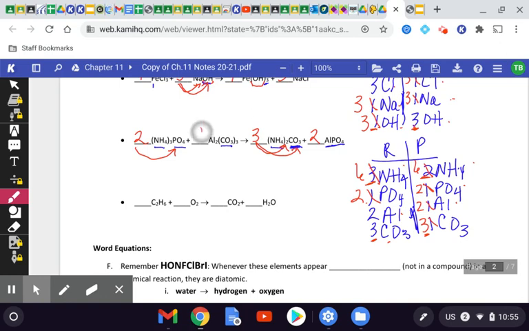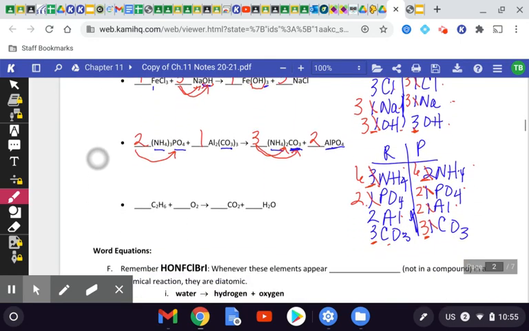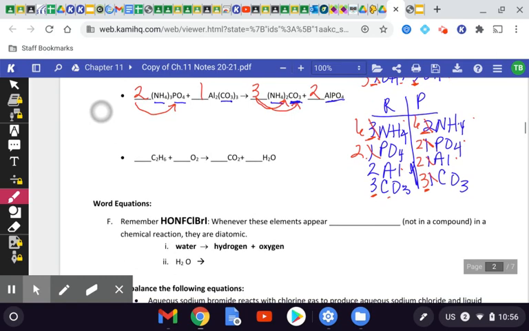And again, if you choose to, you may put a 1 in front of the aluminum carbonate. All right, so we went over most of the rules with these first 3 problems. This 4th problem follows special rules. This is an example of a combustion reaction, a hydrocarbon combustion.